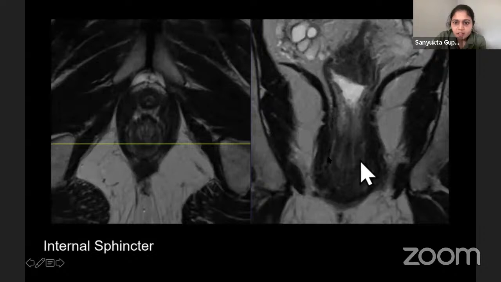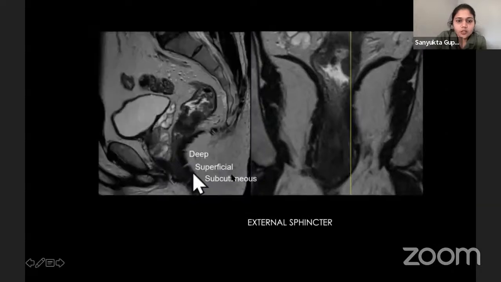The intersphincteric plane, on the other hand, is a fat line plane, and it is again considered as a plane for resection. This is a fat containing hyperintense plane. Then we have the hypointense external sphincter. The external sphincter, the puborectalis, the upper margin of the puborectalis, the levator ani, the horizontally shaped, and then this forms the external sphincter. So external sphincter again can be divided into deep, superficial, and subcutaneous. And the subcutaneous is the lowermost limit of the external sphincter, the hypointense line, and usually merges with the skin.